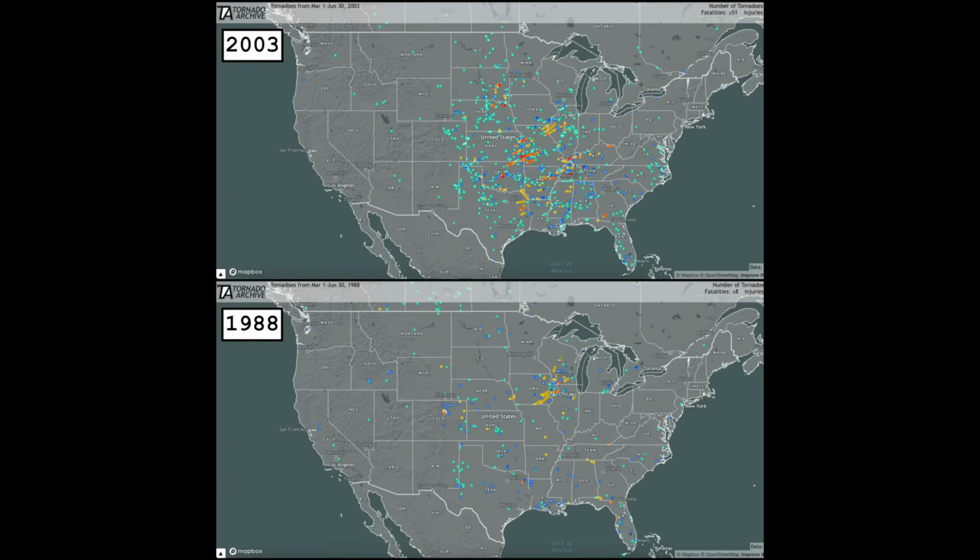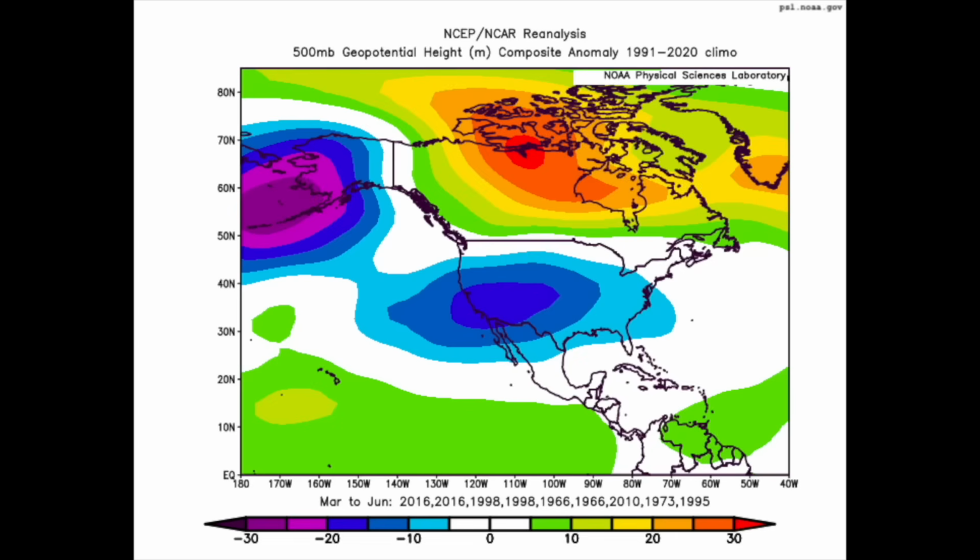I also found two other analogs, 2003 and 1988, but they were much looser matches than the other analog years, and therefore I decided to exclude them from this study. Alright, now that we've selected our analogs, let's take a look at the composite upper air pattern in these years. Using the NCEP NCAR reanalysis datasets, I've plotted the composite 500 millibar geopotential height anomalies for all of our best 6 analog years that we just discussed.